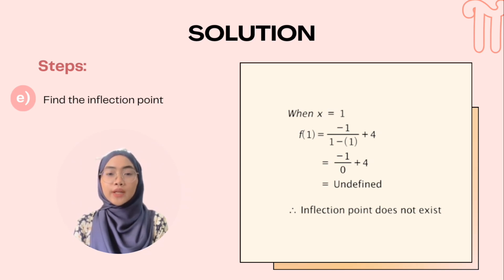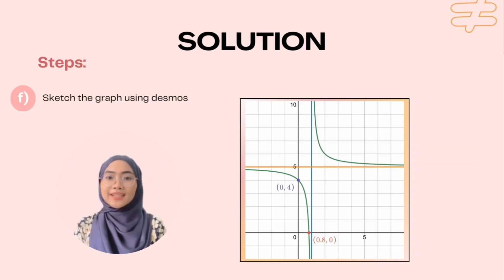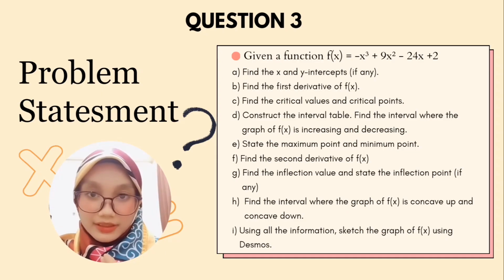We got 0, it is undefined, hence no inflection exists. Lastly, we got the graph of the rational function of the question given. Desmos is being used to find the graph. In this graph, we know that the vertical asymptote is x equals 1 and the horizontal asymptote is y equals 5. Now, for the next question.